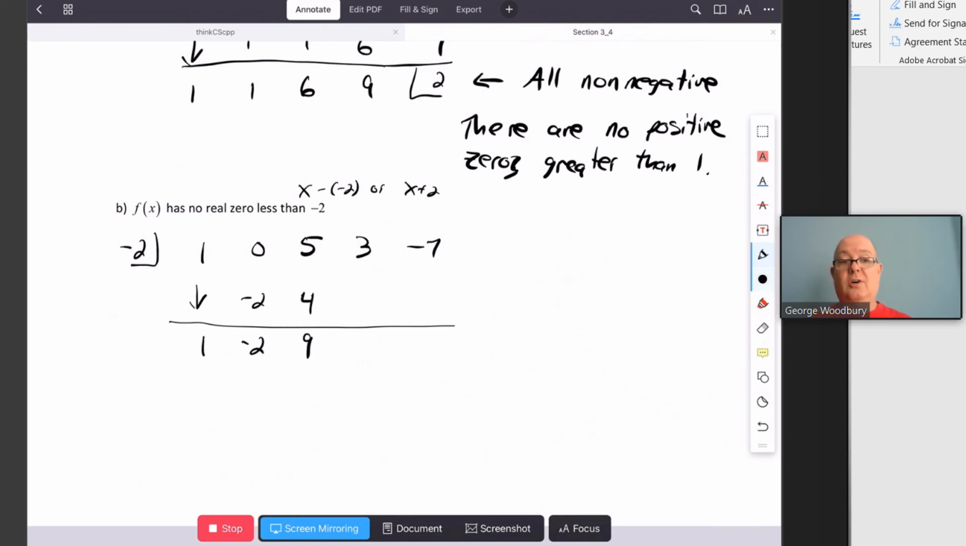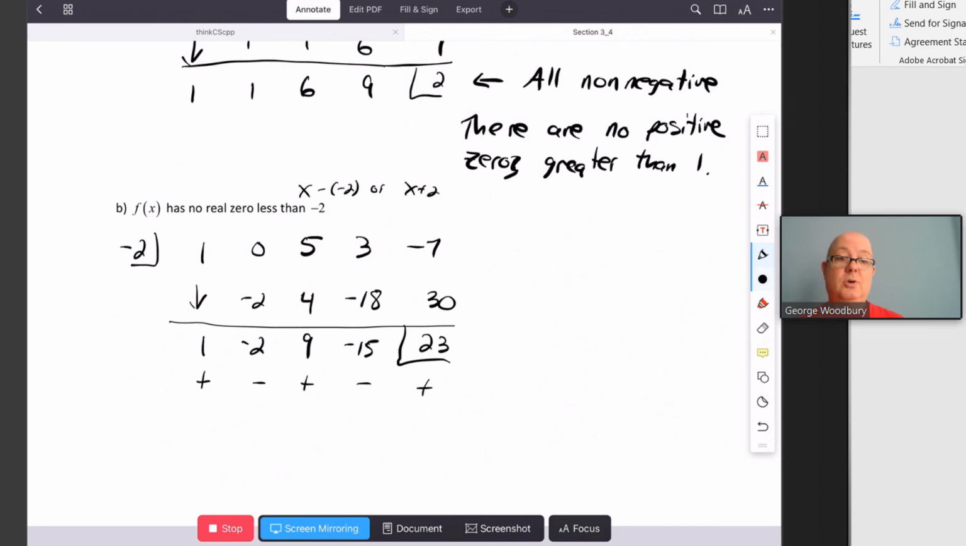Now notice that these are alternating in signs so far. Positive, negative, positive. Negative 2 times 9 is negative 18. 3 plus negative 18, when we total that column, we get negative 15. And we finish with negative 2 times negative 15 is positive 30. Total the column to get positive 23. So these signs are alternating. Positive, negative, positive, negative, positive. That satisfies the conditions for the boundedness theorem.